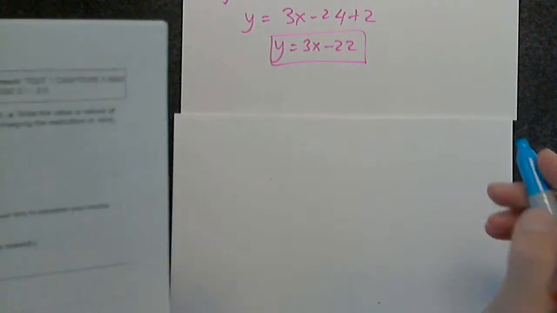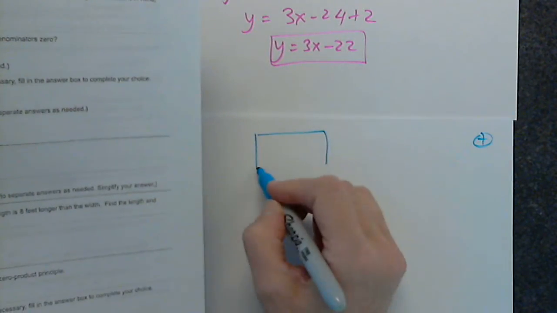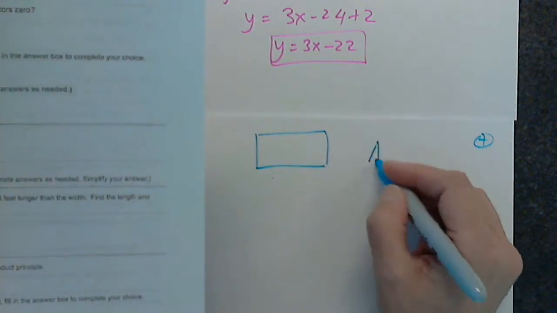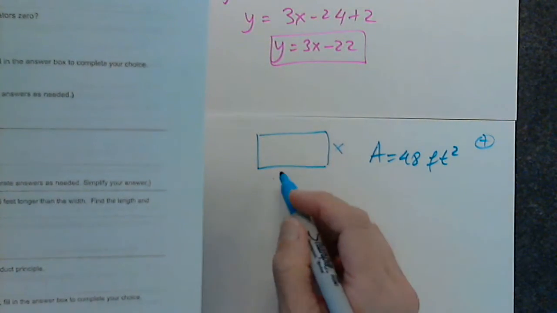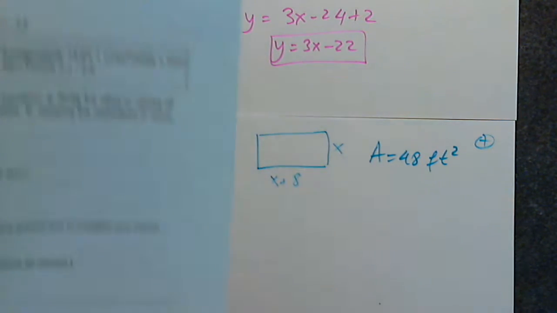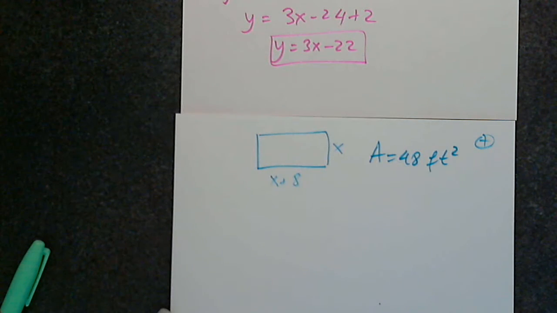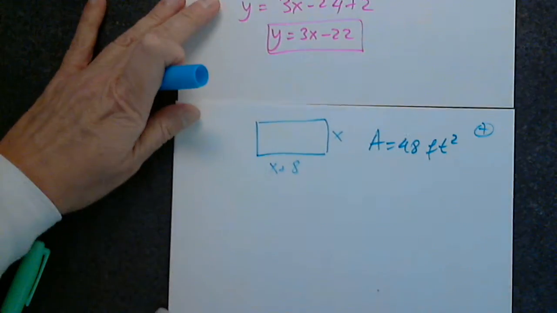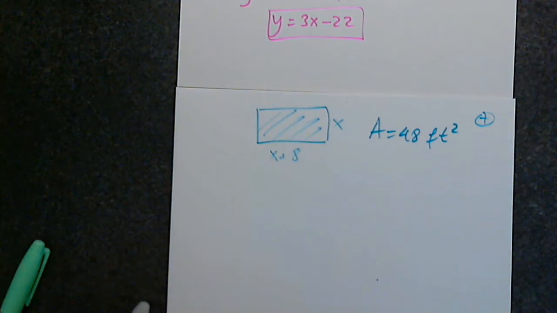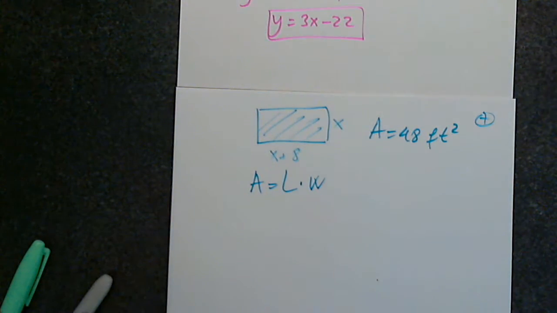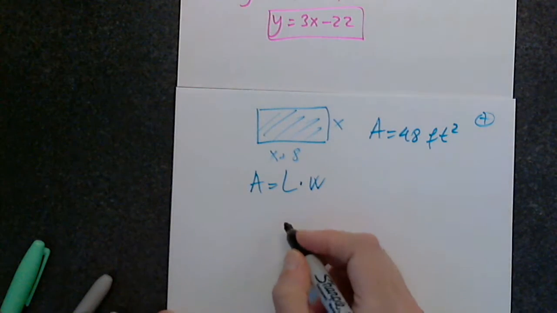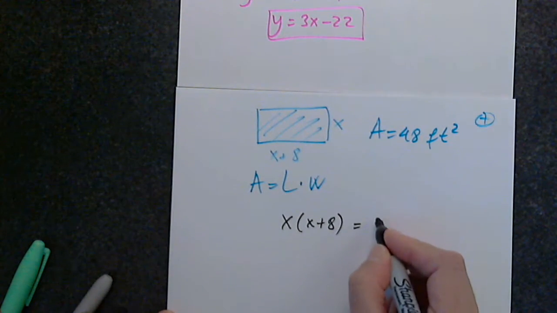And we are told that there is a rectangular wall. The area is 48 square feet. And the width is x, and the length is 8 feet more than the width. We know that the area of a rectangular figure is length times width. We identify that the width is x and the length is x plus 8. And now we have to plug it in. So x times x plus 8 equals 48.